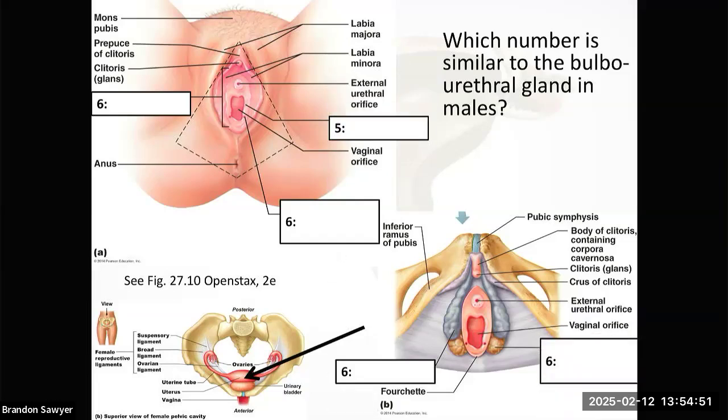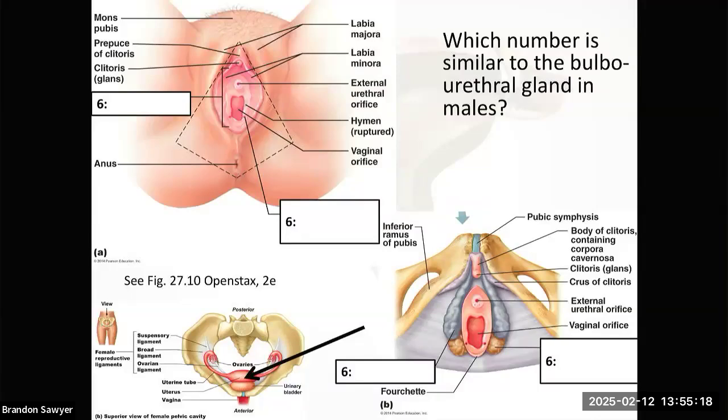And 4 is the external urethral orifice. And so different than male anatomy, there is really no shared reproductive and urinary tract portion like there is in males, right? There's a shared portion in males, but in females, it's two separate tracts. Okay, then number 5 is the hymen.